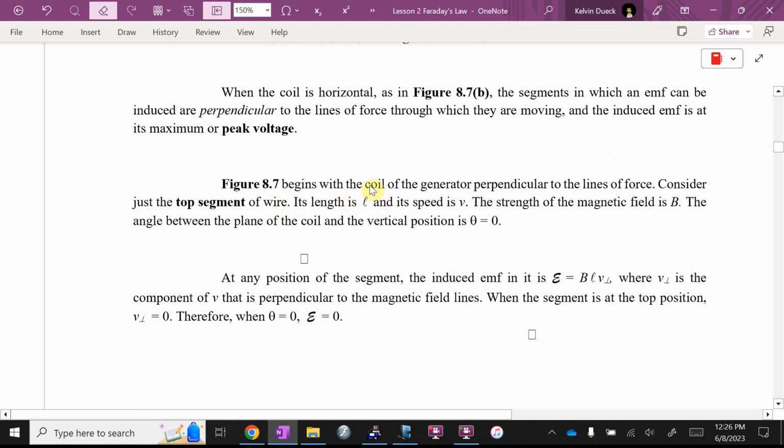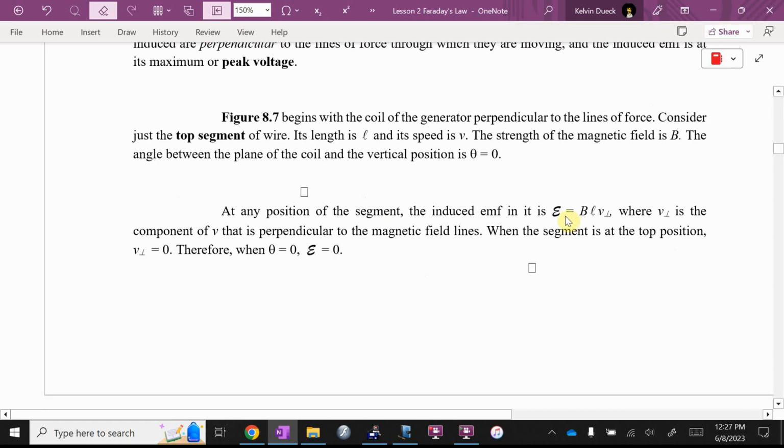Then it begins with the coil of the generator perpendicular to the lines of force. If you just look at the top segment, the voltage is going to be BLV, like we talked about yesterday. You can look at the length of wire. It's going to be B, the strength of the magnetic field, L, how long the wire is, V, how fast it's turning. So what that means is the faster I crank this, the more voltage I'll generate.